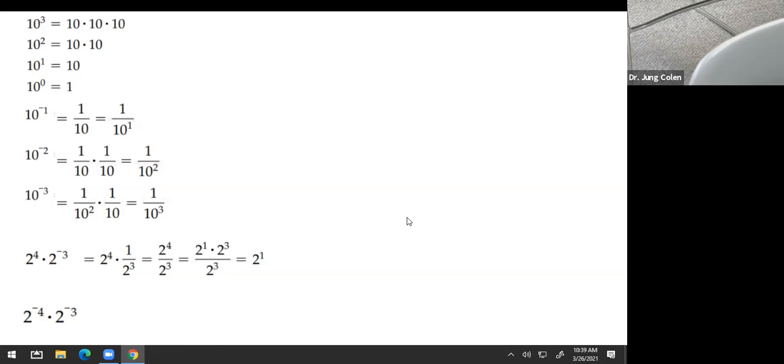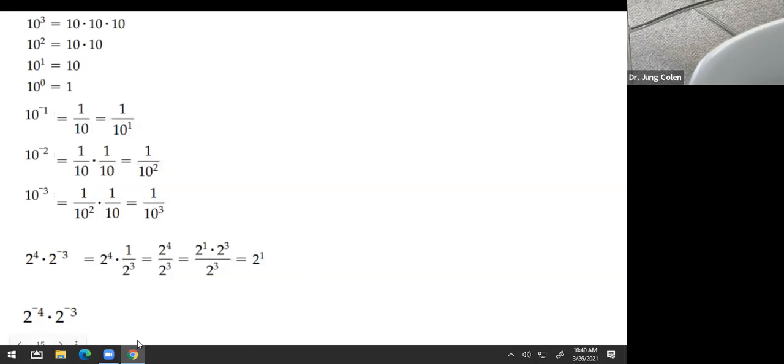Anna? It's gonna be 2 to the negative 7th power. 2 to the negative 7th power. How did you find it? I added the exponents together. There we go. It is multiplication with the same base, right? So you can just add those exponents, which is negative 7. So you can write that as 2 to the negative 7.